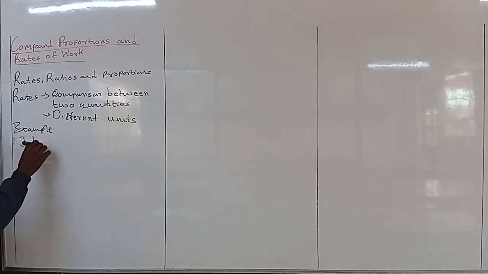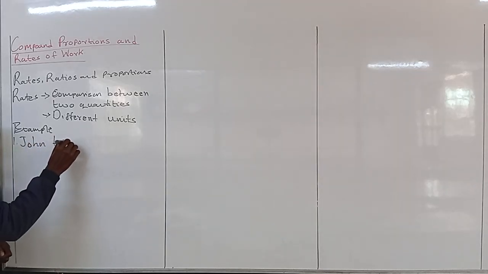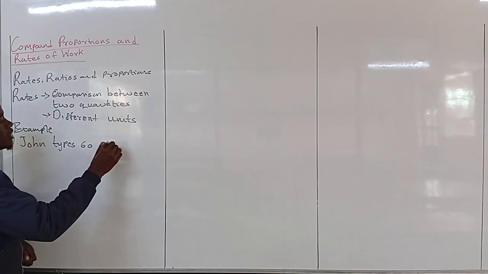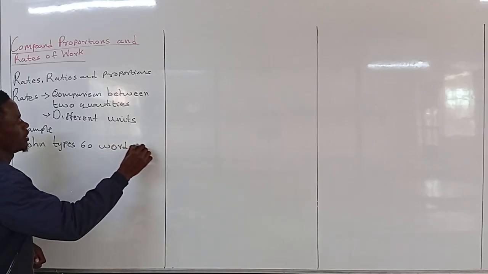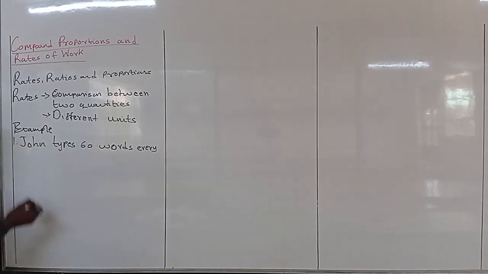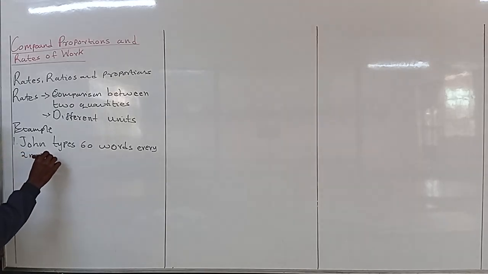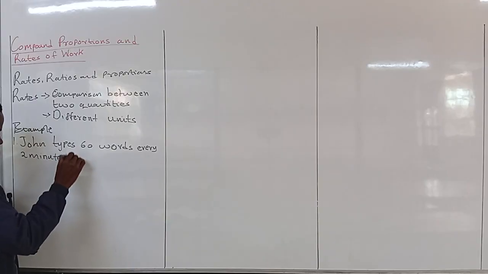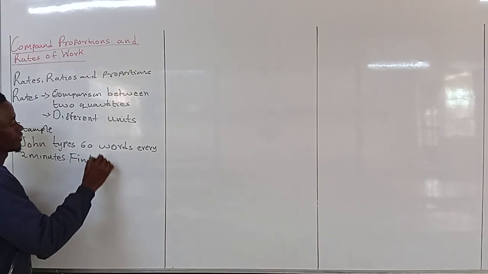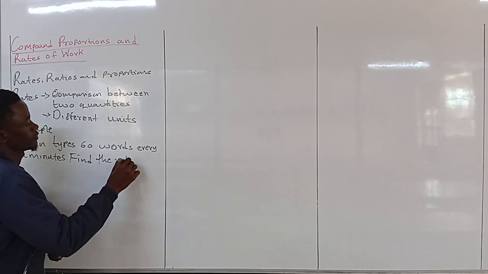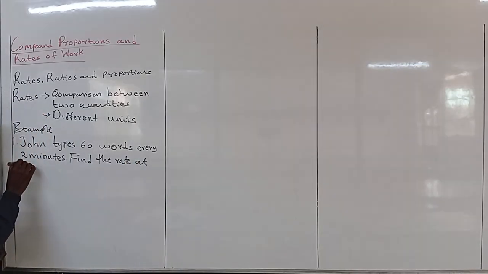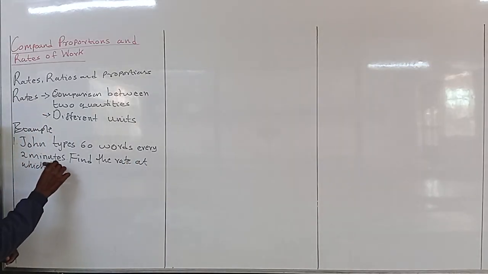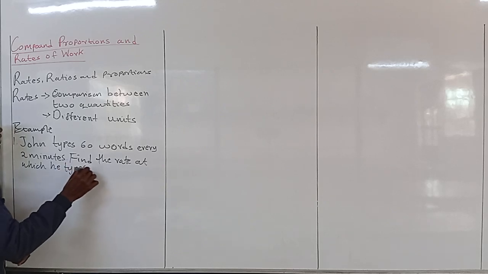John types 60 words every 2 minutes. Find the rate at which he types.